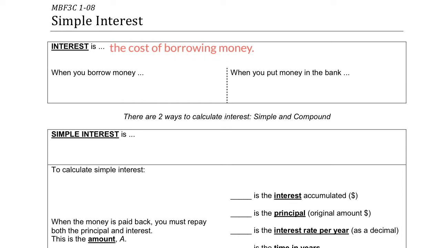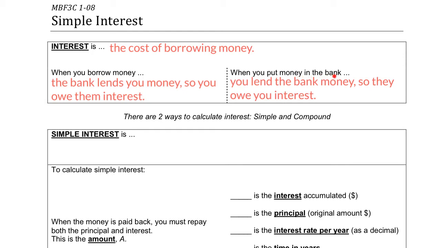Now, there's two different perspectives on interest. So I'm going to talk about when you borrow money and when you put money in the bank. When I say the bank, I mean a traditional bank, an online bank, a credit union, any financial institution. I'm just simplifying by saying the bank. So the first perspective is when you borrow money. When you borrow money, the bank is lending you money, so you owe them interest. Now, when you put money in the bank, you are lending the bank money, so they owe you interest. So those are two different perspectives on interest when it comes to banking.